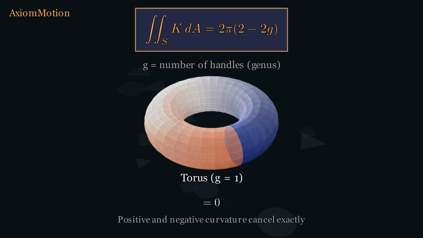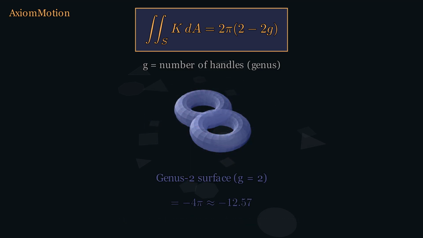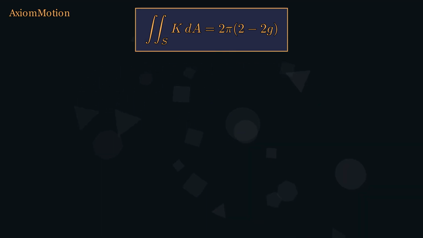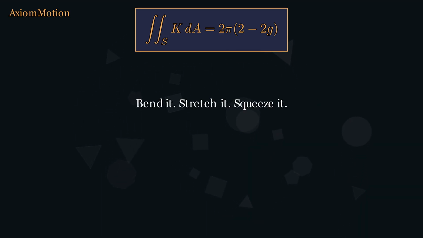The torus has genus 1. The positive curvature on the outer equator and the negative curvature on the inner equator cancel exactly. Total 0. A genus 2 surface, 2 handles, gives negative 4π. More handles, more negative curvature. This is the deepest fact in the geometry of surfaces. The total Gaussian curvature does not depend on the shape. It depends on the topology.